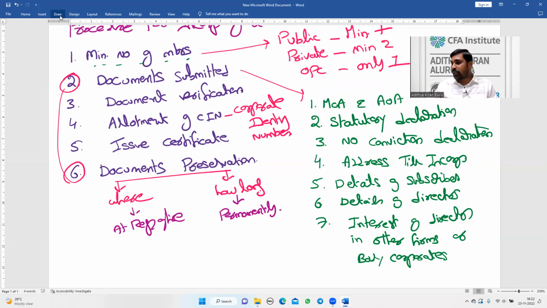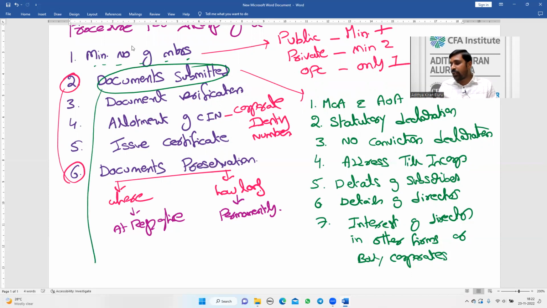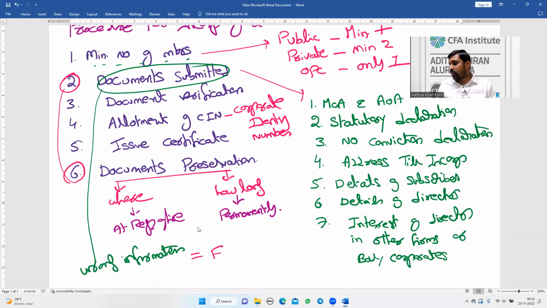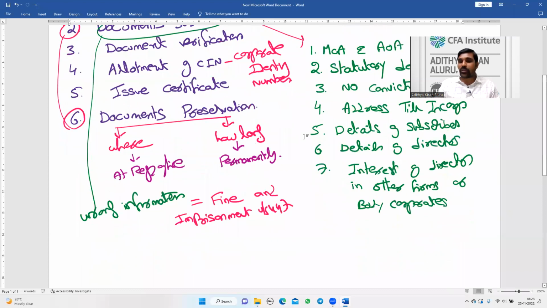So, the consequence of submitting wrong information. If I have submitted any wrong information in these documents, then punishment will be attracted under section 447: fine and imprisonment. So whatever documents I have submitted for incorporation of a company, I have to preserve permanently at the registered office. If I have submitted any wrong information in those documents, fine and imprisonment will be attracted.